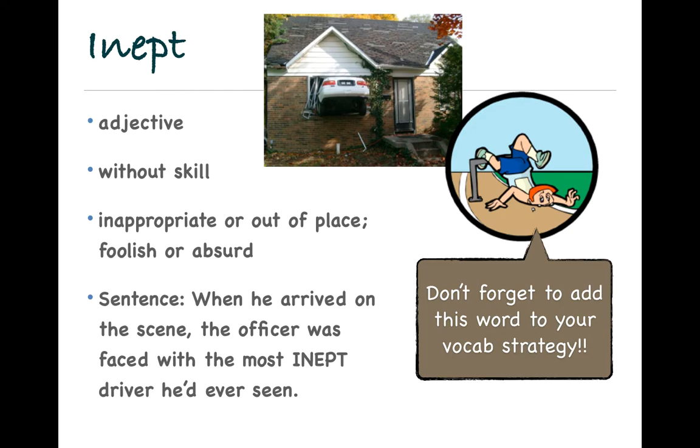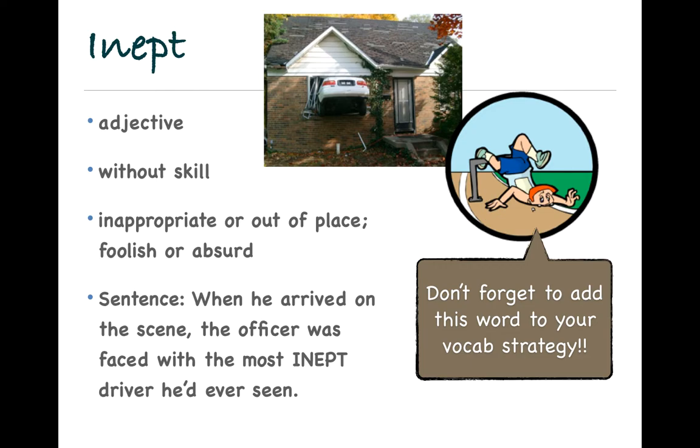Another sentence, so inept that he cannot kick a football or fly a kite, Charlie Brown suffers Lucy's perennial contempt. And if you're looking at that second definition, foolish or absurd or out of place, the sentence from your book says, to say, hi there, upon meeting a dignified official would be inept. It would be out of place. It wouldn't be appropriate.